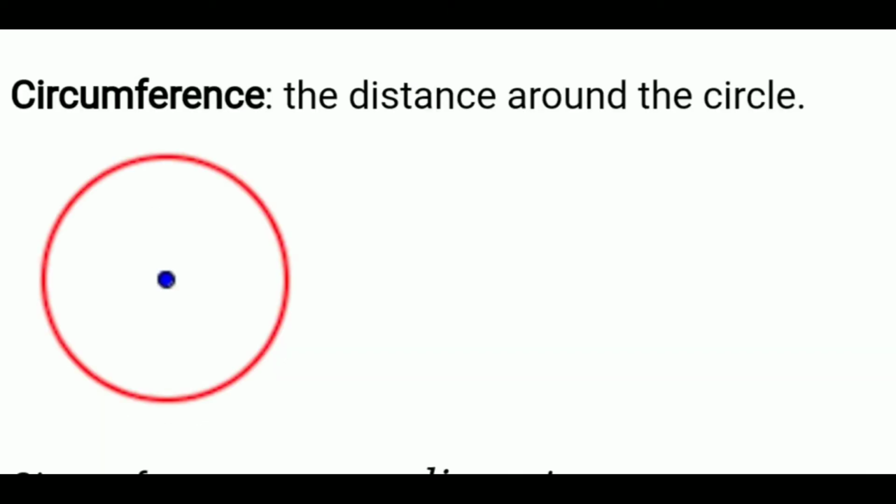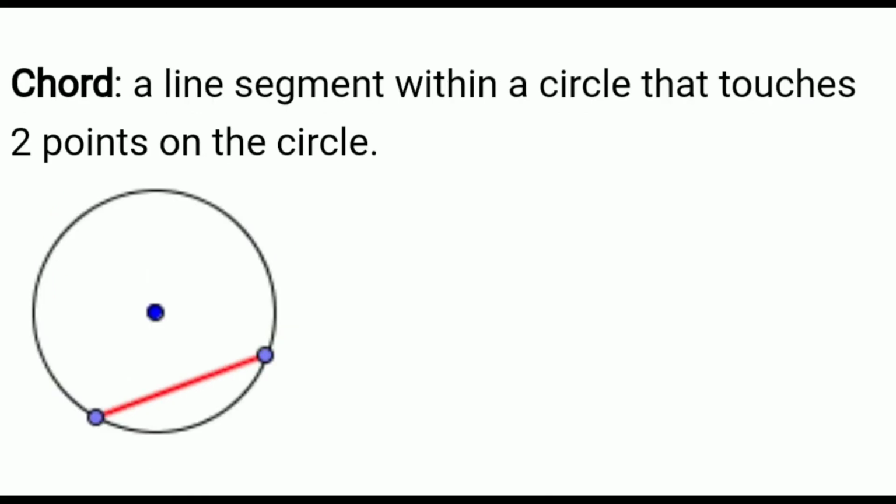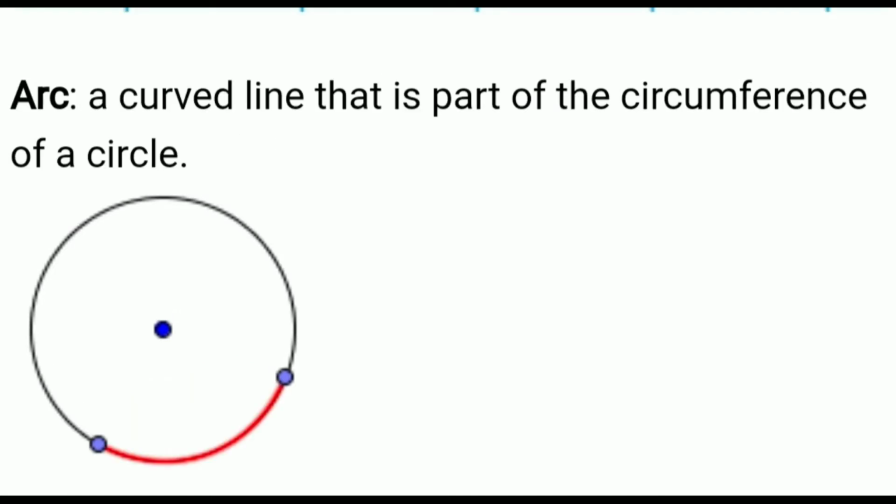What is circumference? Circumference is the distance around the circle. Chord: a line segment within a circle that touches 2 points on the circle. Arc: a curved line that is part of the circumference of a circle.